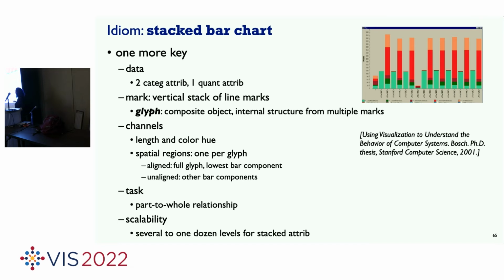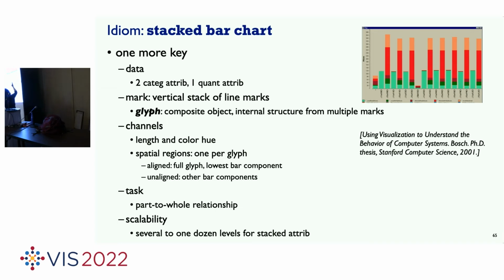Let's think of a different case, a stacked bar chart. What's going on with this? Well, we've added a second key attribute. So now we have 2 categorical attributes and a quantitative one. Now we're doing something more complicated. We're not just using a single line segment here. We'll be talking more about these more complex things. For now I'm just going to call this a glyph. It's a composite object where we actually have multiple marks inside of it. In this case, they're simple marks. They're just line segments. So now we're using, in this case, both length and color.